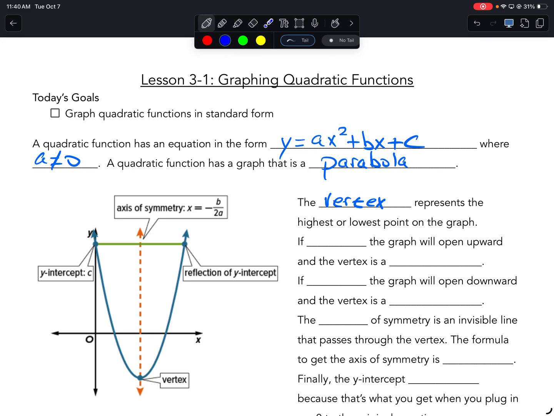If a is greater than 0, next one, the graph will open up, and the vertex is a minimum. So if you look at this one over here, is this a min or a max, the vertex? Min, because it's the lowest point on the graph. Right? If the graph's upside down, it looks like a mountain, max. Easiest way to remember it. So if a is less than 0, the graph will open downward and the vertex is a maximum.